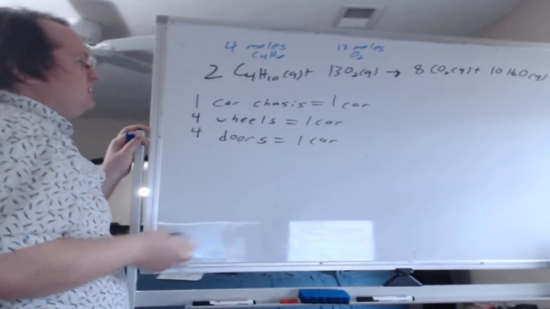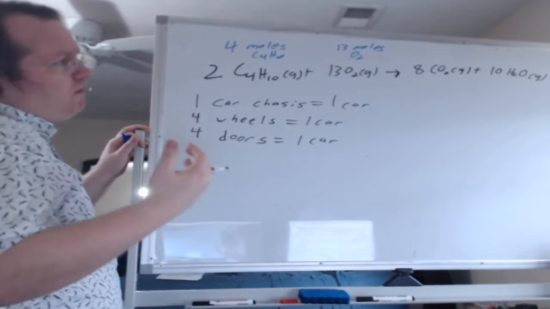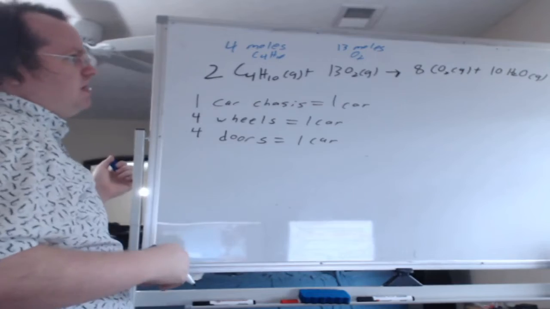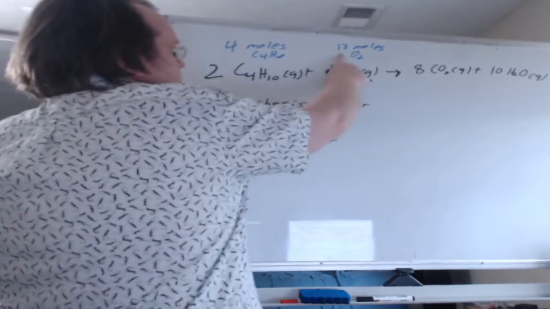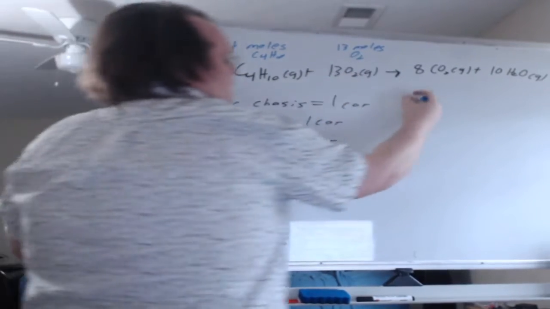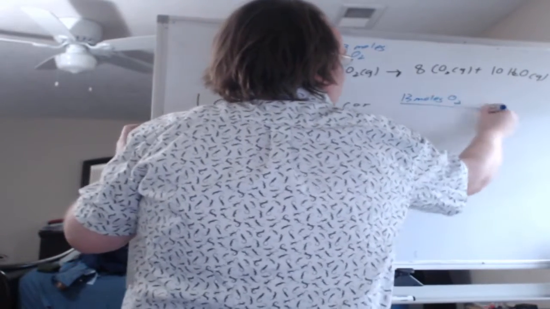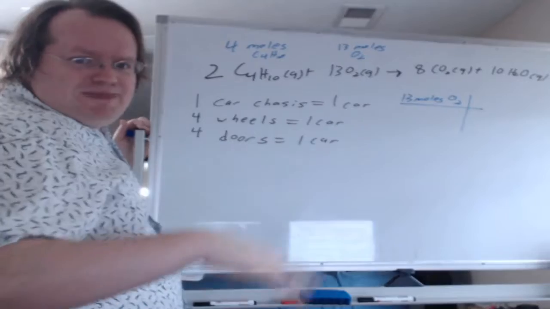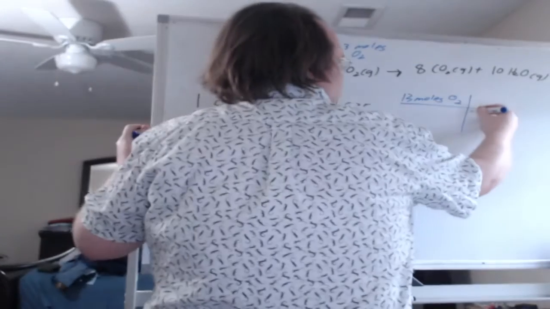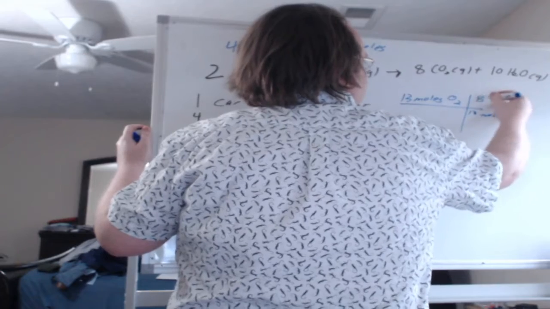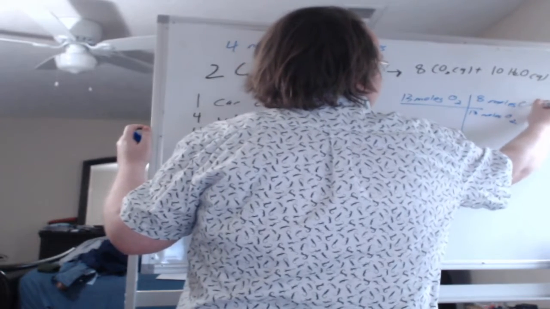Well, the question is, how many moles am I going to be able to make of stuff? How many times am I going to be able to do this reaction? So, if we make 13 moles of oxygen, that's what we have, and let's say I want to know how much carbon dioxide I'm going to make. That's what I'm going to look at. We know that every 13 moles of O2 makes 8 moles of CO2.